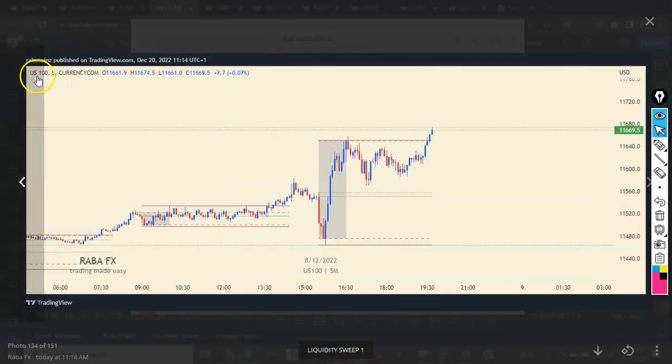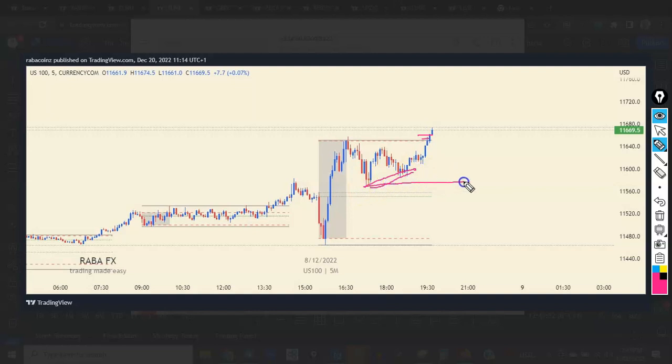In this particular example on US 100, we have the market breaking out of this DR range here. This is an indication that we want to continue going higher. But are you just going to enter here? If you look below, you can see that we have liquidity sitting below here. So we expect price to come below this level and then sweep that liquidity.